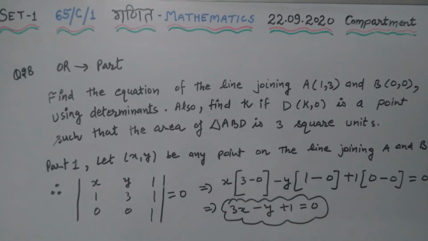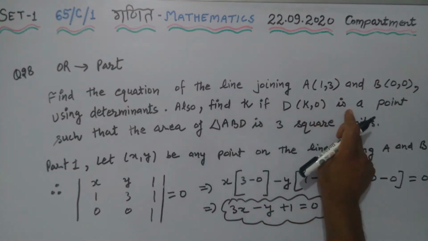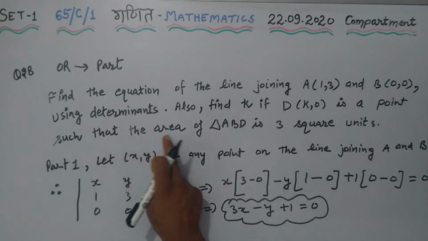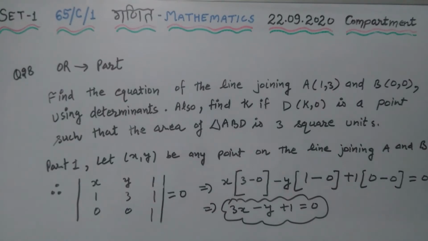Okay, solution of first part. Now what is part 2? Find k if D(k, 0) is any point such that the area of the triangle is 3 square units.